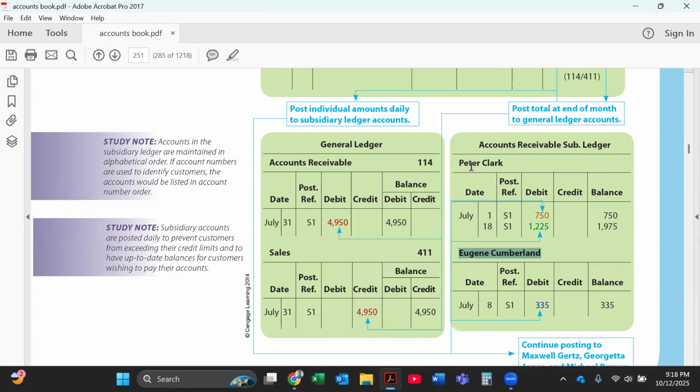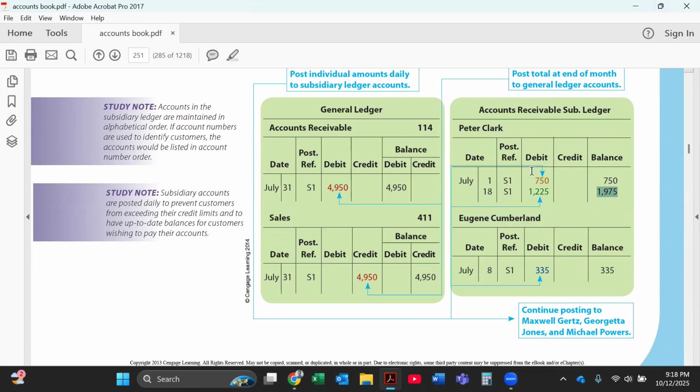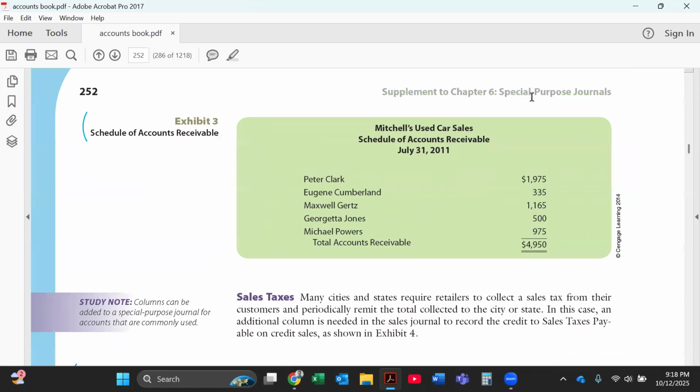And so whenever Peter Clark gets an invoice, that's going to be debited to his accounts receivable sub-ledger because it acts just like the accounts receivable account. And then whenever he makes a payment, it's going to be credited to that same account so that we can figure out what the individual balance of Peter Clark actually is. All right. So that's going to be important to know.